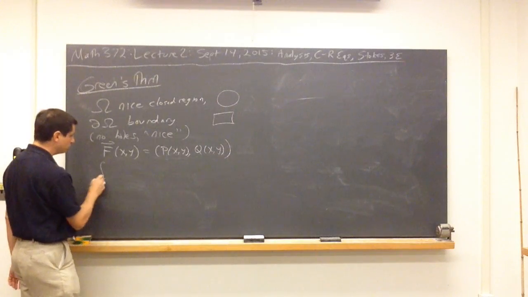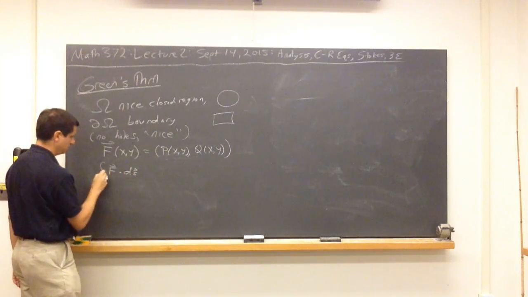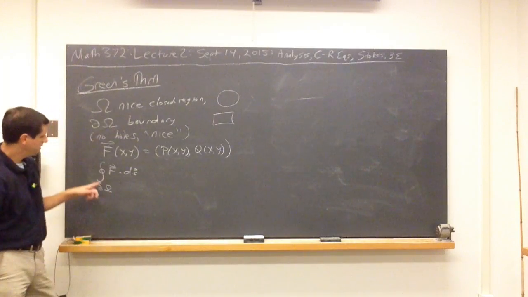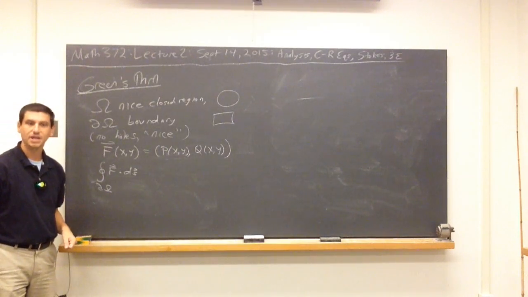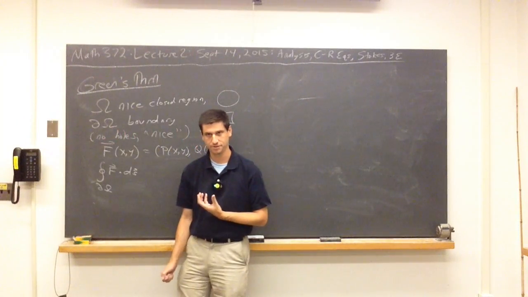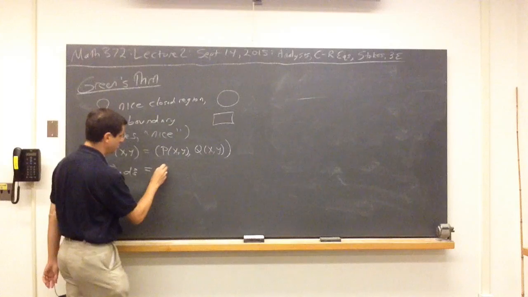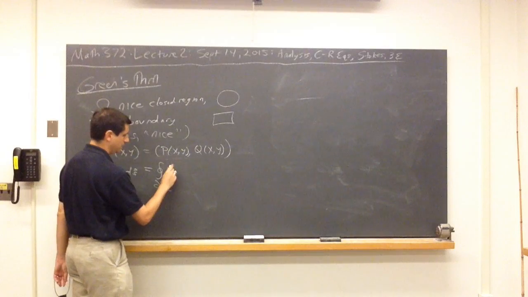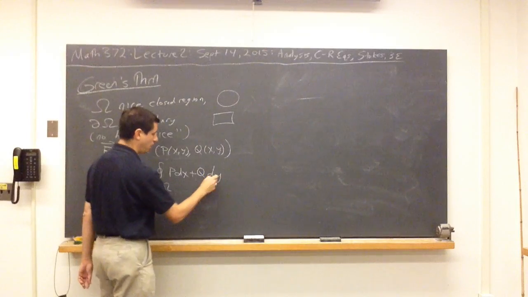Then if I look at the integral of f dot ds, and does anybody know why I put a circle around here? It means it's closed. So I want a closed boundary curve. Okay? So if I look at this closed integral, this is going to turn out to be the integral over the boundary of omega of p dx plus q dy.